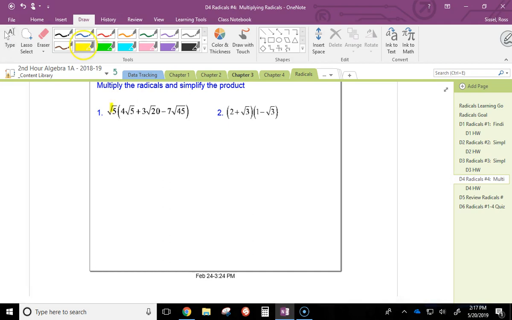So I have the square root of 5. And I'm going to see I have this group, 4 times the square root of 5, 3 times the square root of 20, and 7 times the square root of 45. Okay? A couple of ideas what I could do. I could go through and see if I could simplify any of those first, or I could just multiply them across. Me personally, I'm just going to go ahead and multiply them across.